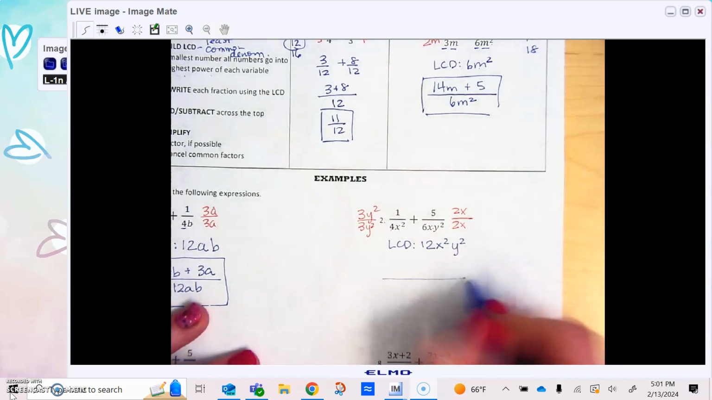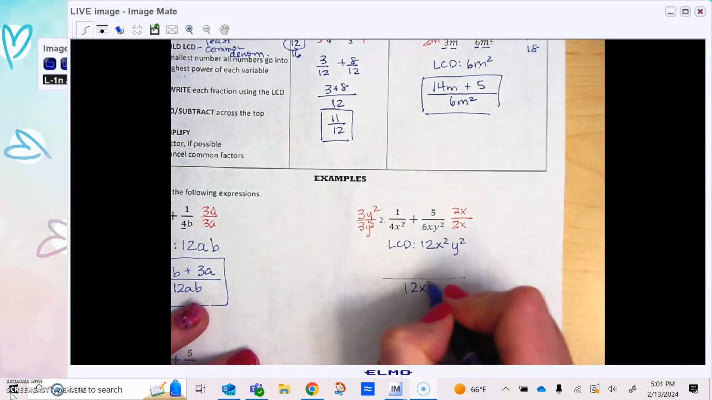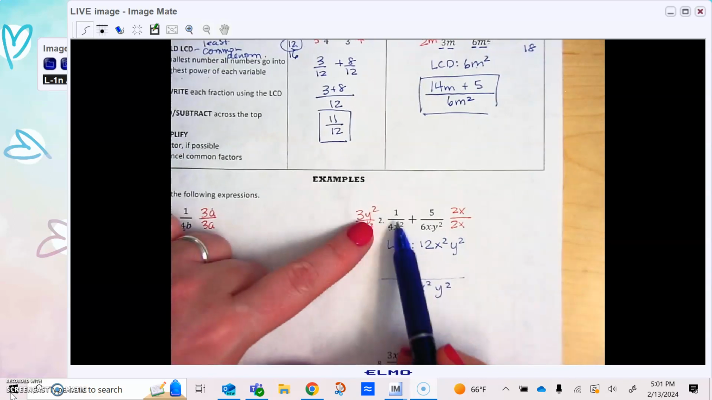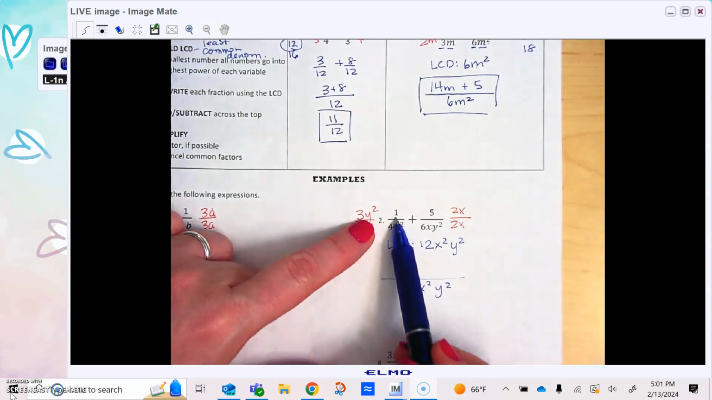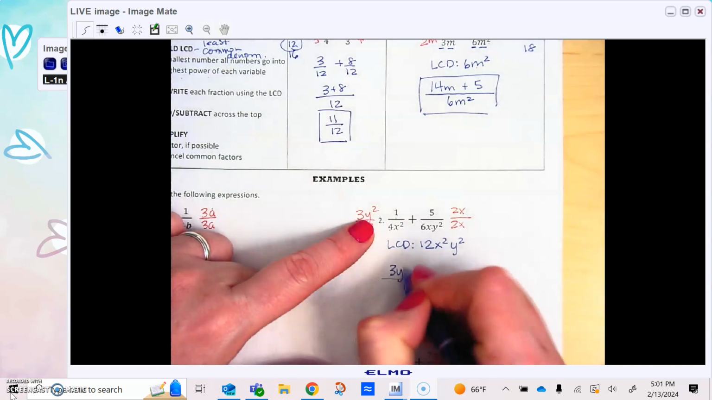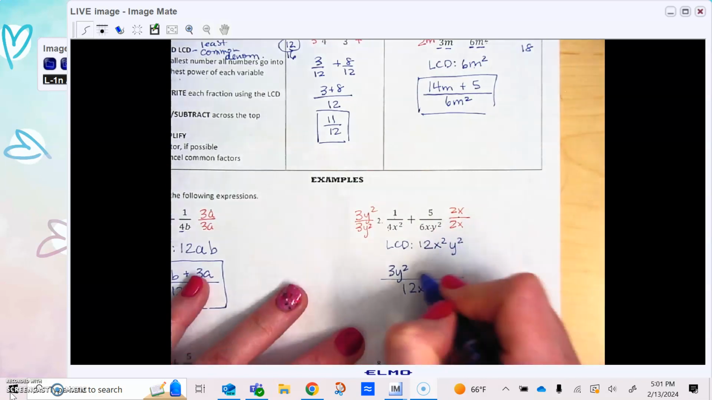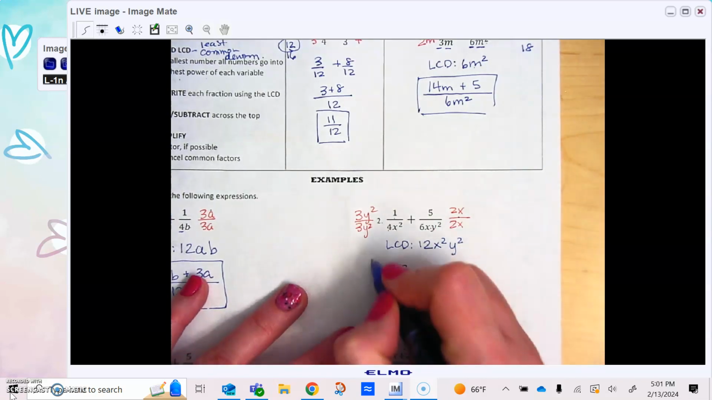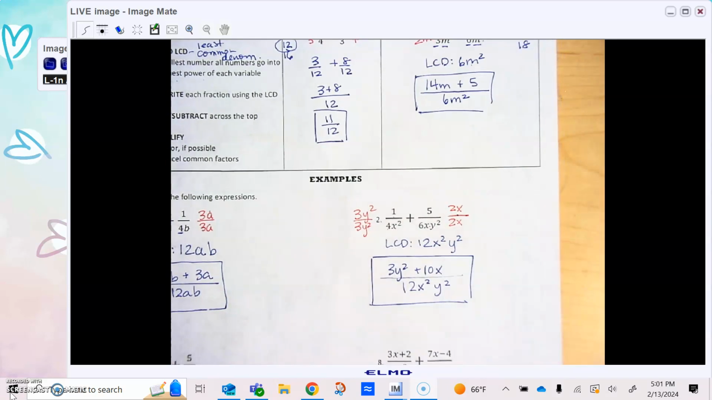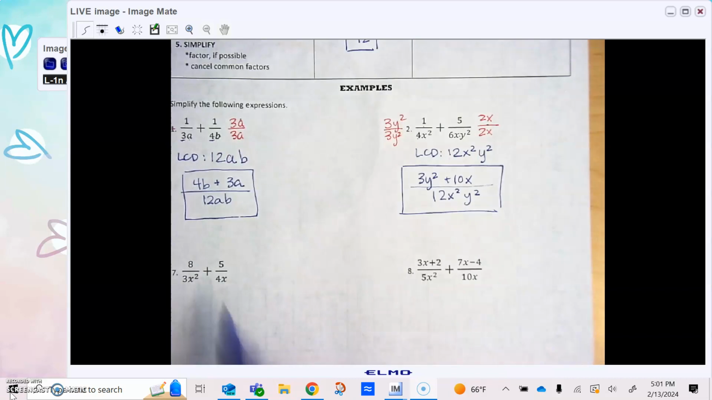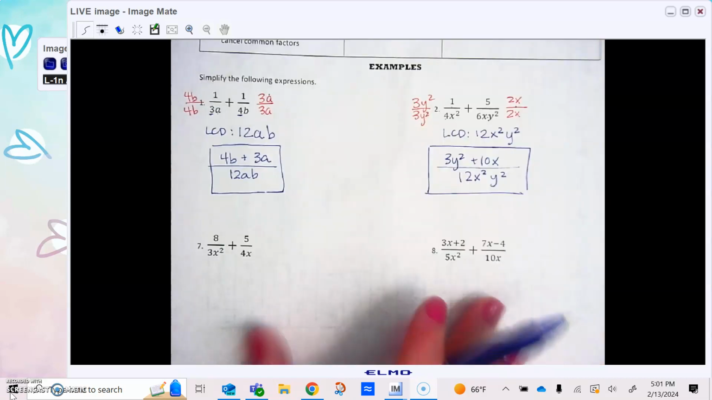Combine them into one fraction with the common denominator. Multiplying these numerators gives me 3y squared. Multiplying these numerators gives me 10x. And I cannot factor or simplify. And then I want you to pause the video and try these two problems.